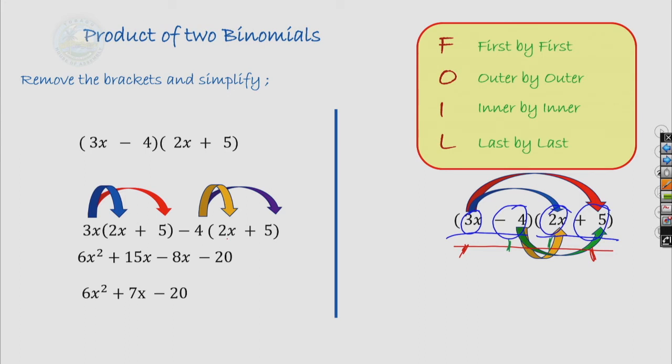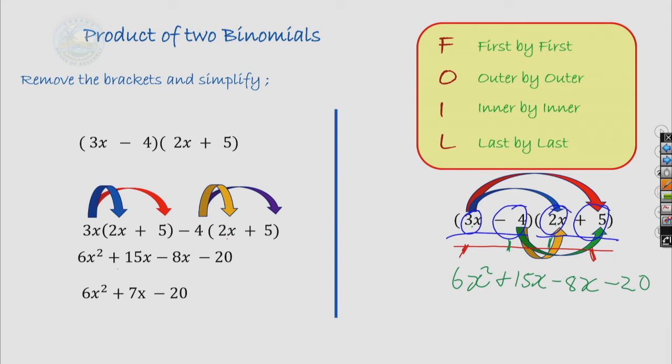So first by first here is going to be 3x by 2x. 3x by 2x gives me 6x squared. Outer by outer is 3x by 5, which is going to be plus 15x. So that is first by first, outer by outer. Then we do inner by inner. It is negative 4 by 2x, so it's going to be negative 8x. And then we do last by last. Last by last is negative 4 by positive 5. It's going to give me negative 20.